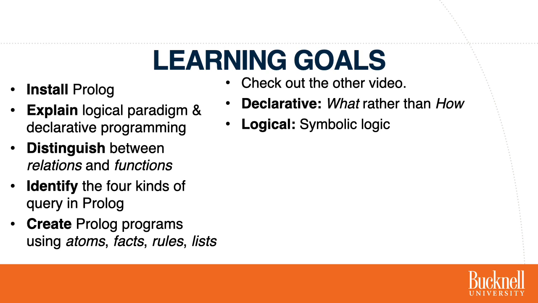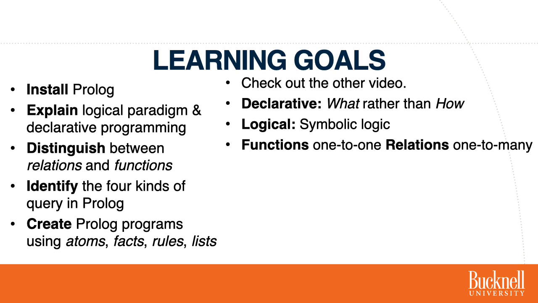The logical paradigm is specifically based on symbolic logic. The idea is your program should look as much as possible like simply a set of statements in symbolic logic. And then when you execute the program, it does the messy business of solving the symbolic logic problems for you. The distinction between functions and relations is that functions are one-to-one, whereas relations are one-to-many.